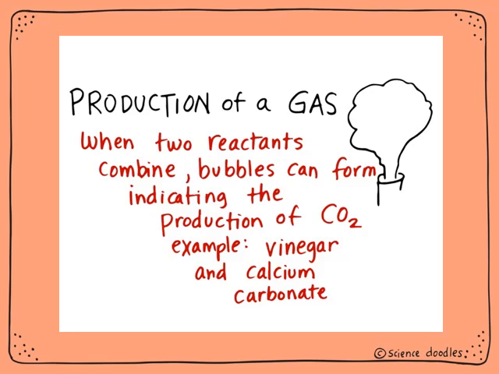Okay, so now on to our notes. Production of a gas is when two reactants, so that's your two ingredients that go into your chemical reaction, combine and bubbles can form, indicating the production of CO2, which is carbon dioxide. An example is vinegar and calcium carbonate. Calcium carbonate is this powder stuff called baking soda. You might have heard of it. When vinegar and baking soda combine, carbon dioxide gas is given off.